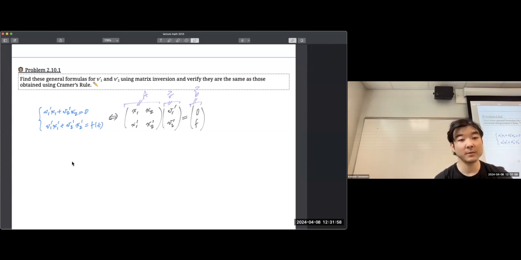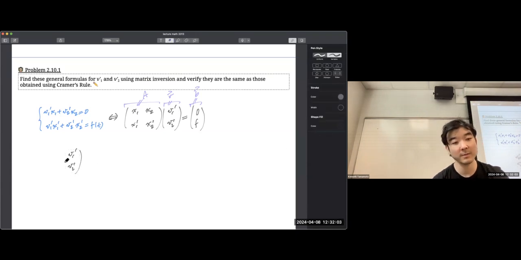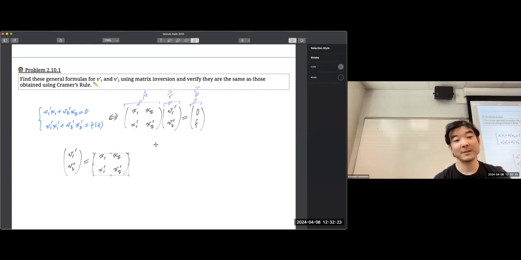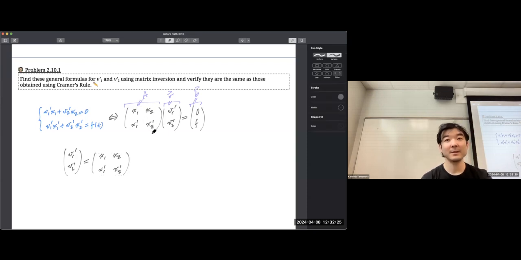What do you do? Does anybody, I mean, this is not required knowledge because you don't have to know linear algebra, but people who took linear algebra, what would you do to find the V vector? Oh, you're doing like Gaussian elimination or something. Okay, well, we'll just do the inverse matrix.